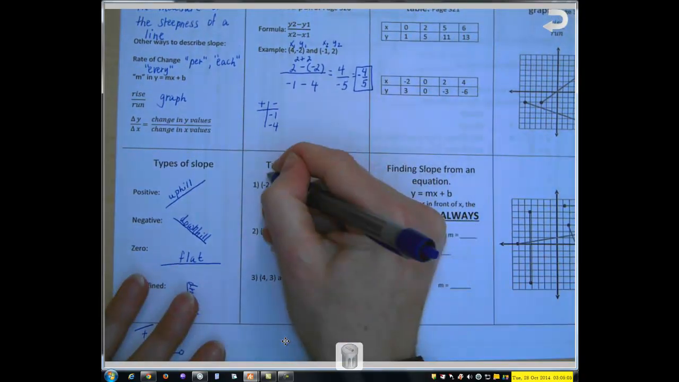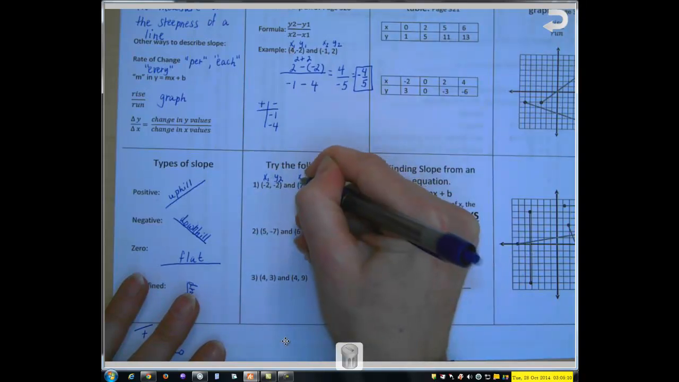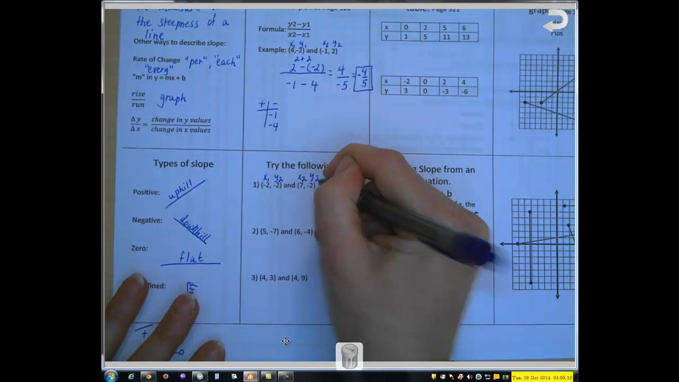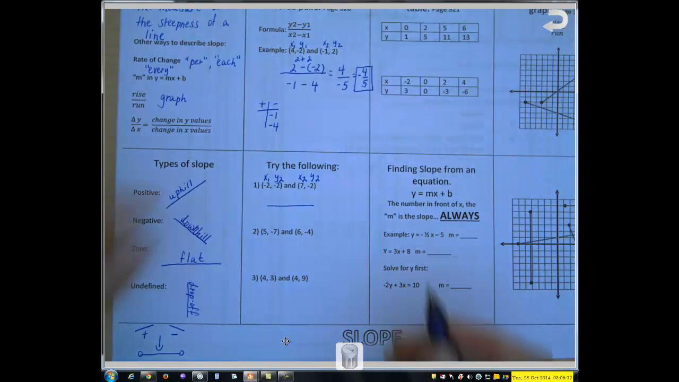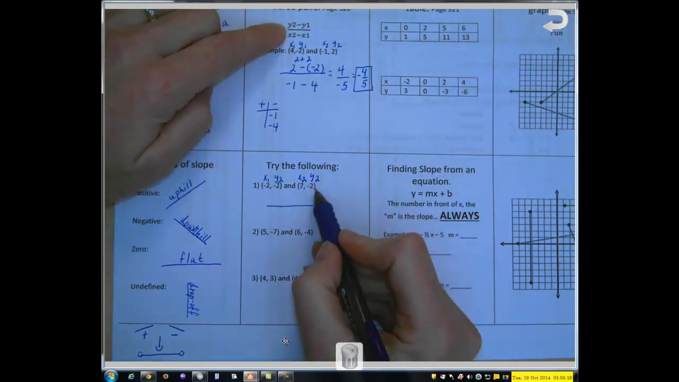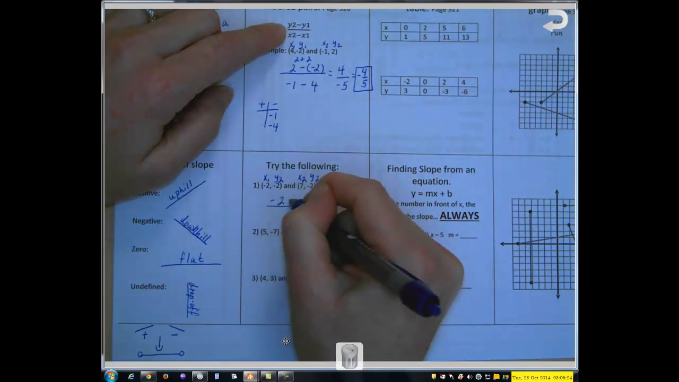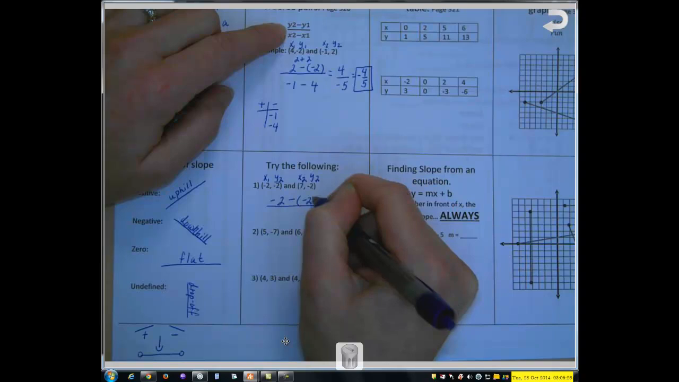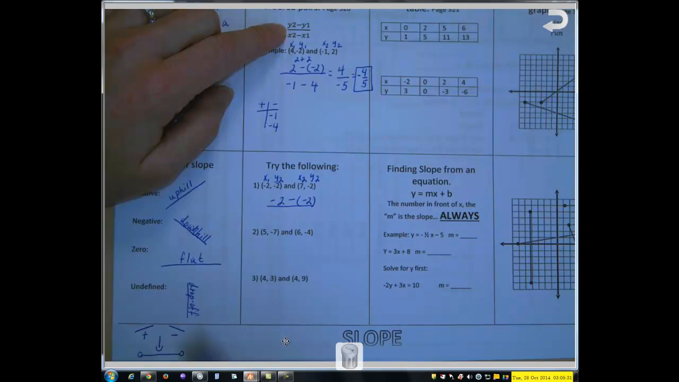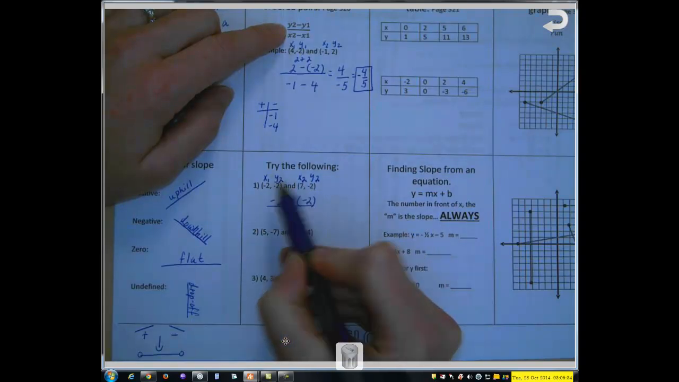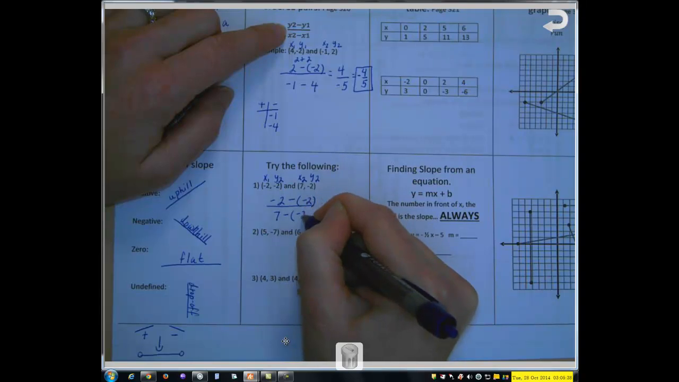So again, here's our first x and our first y. Here's our second x and our second y. And now we're going to plug those points into our slope formula. So y2 minus y1, negative 2 minus negative 2. Notice I have both the minus sign and the negative. Now x2 minus x1, so 7 minus a negative 2.